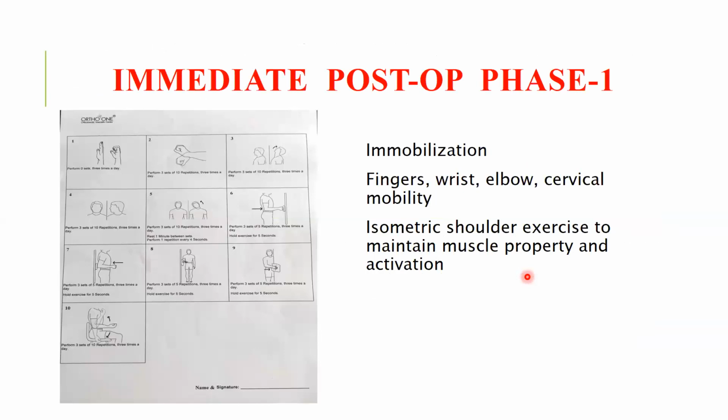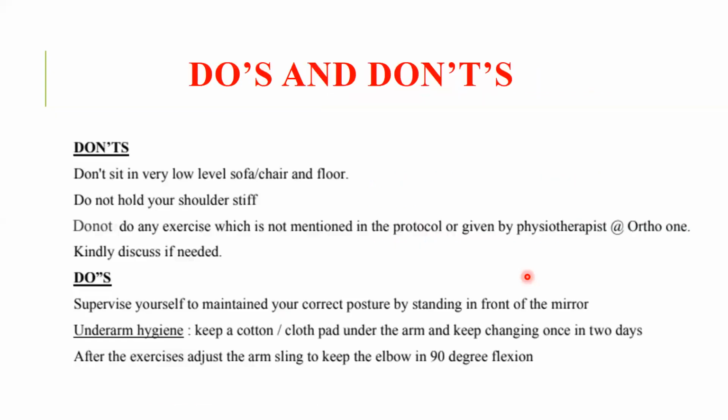So this is a program that we give to our patients. The initial period is one of immobilization, and we allow finger, wrist, elbow, and cervical mobility. Shoulder isometric exercises are used to maintain the activation of the muscle. This is also recommended in reverse shoulder arthroplasty to perform the deltoid activation as much as possible, because if the patient is going to be immobilized for 6 weeks, then the deltoid can inhibit and shut down, which again makes it very difficult to start the active range after the immobilization period.